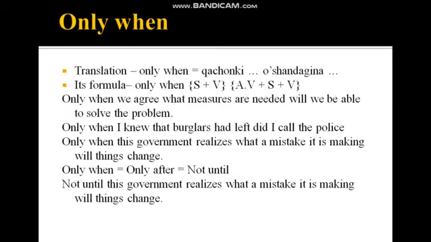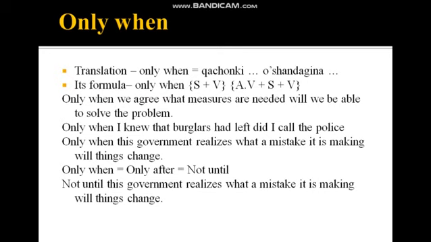So we've got the last one, which is the most confusing. That is, of course, from the books of advanced level, very popular books of advanced level. So guys, only when means qachonki blah blah bo'lganda o'shandagina blah blah bo'ladi. And its formula is only when plus subject plus verb, and in the second part of the sentence we've got an inversion: first auxiliary verb, then subject and main verb.